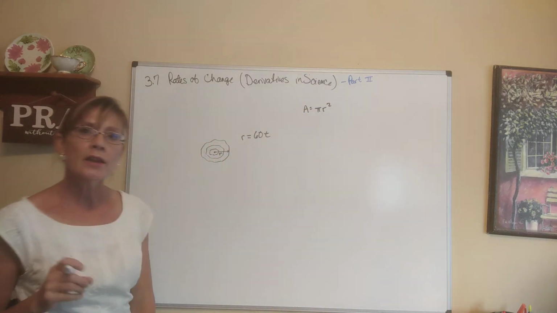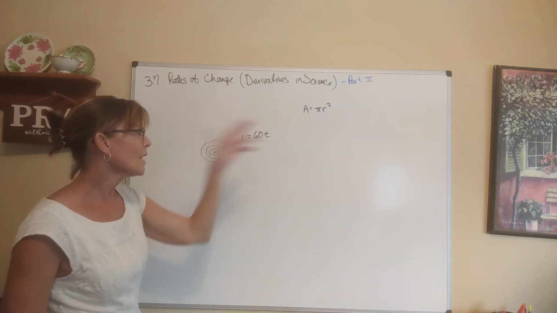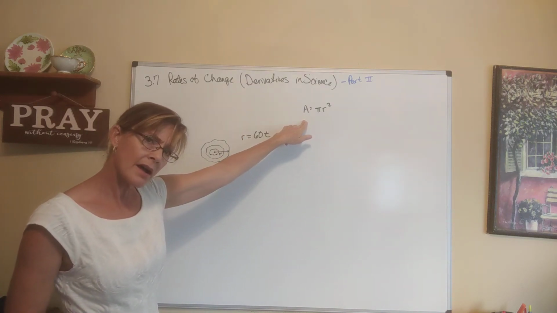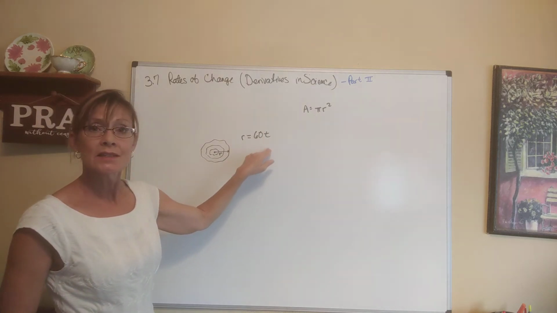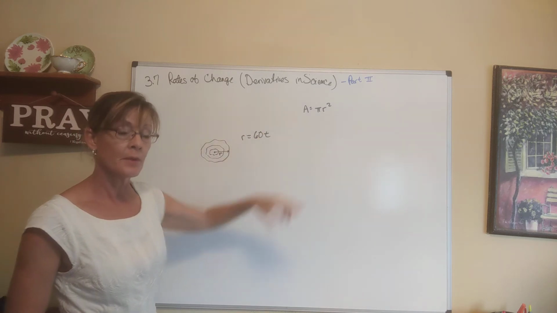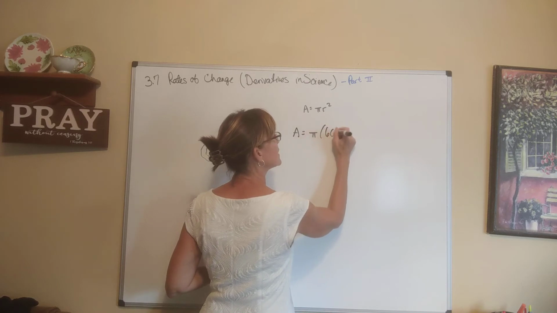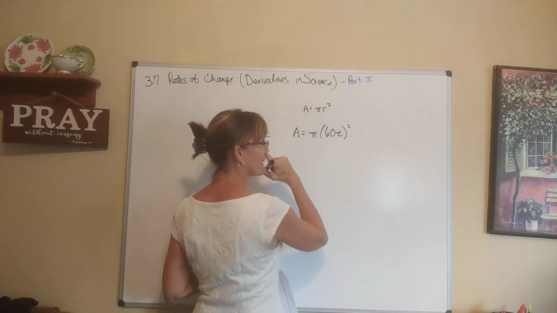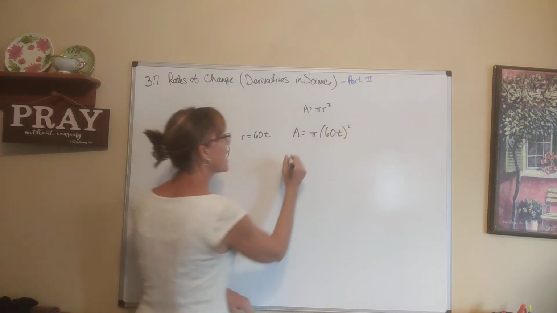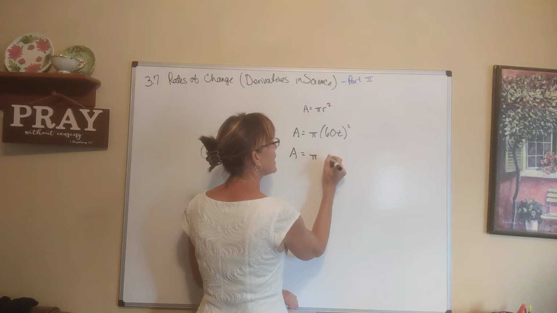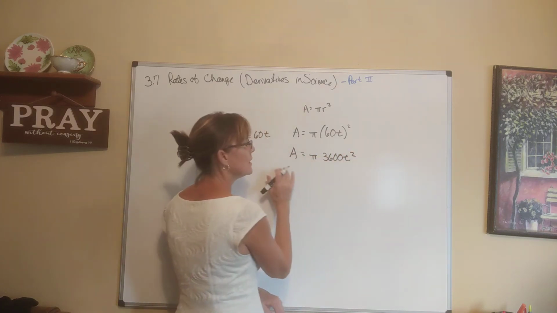So to find the rate at which the area is increasing, we have to take the derivative. Now, they want the area with respect to time. So we need to replace r, radius, with this formula 60t. We need to talk about radius in terms of time. So let's do that. Area is equal to pi times 60t squared. Let's just replace that, and then that will be easy for us to take the derivative. This is A is equal to pi times 3600 t squared. This is the formula for area.